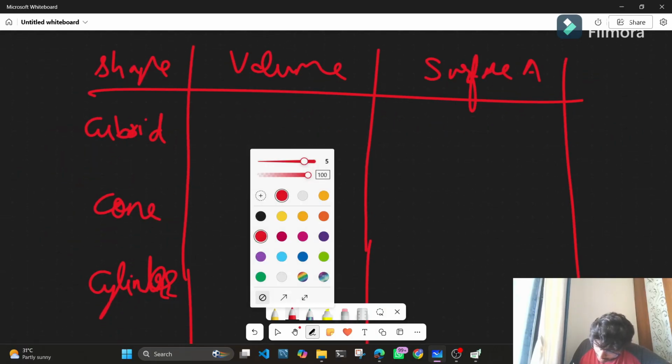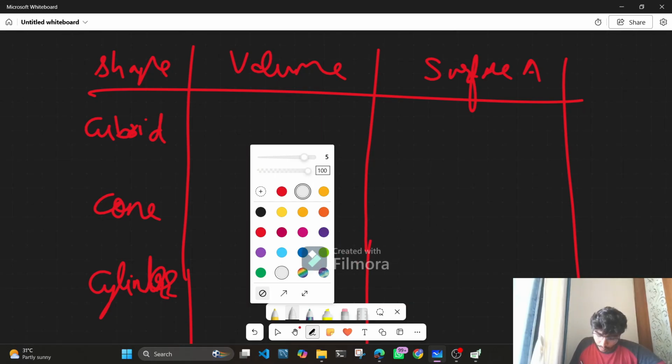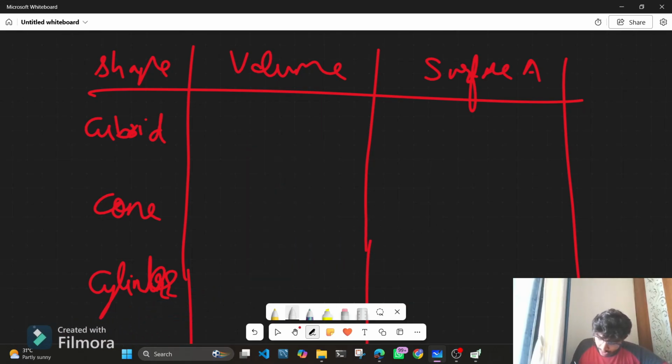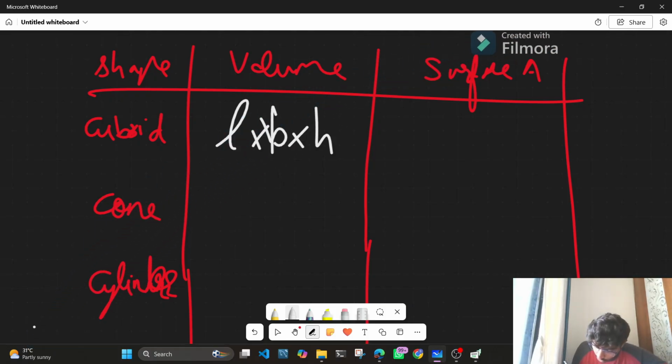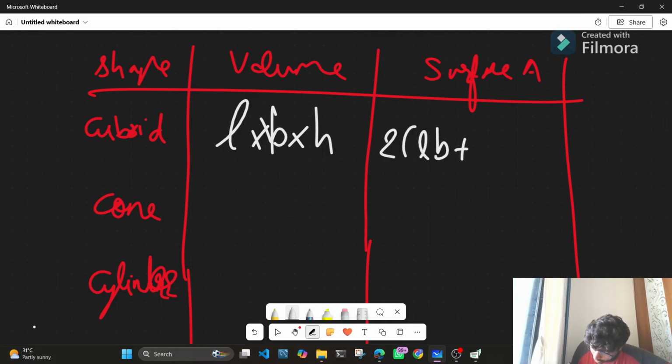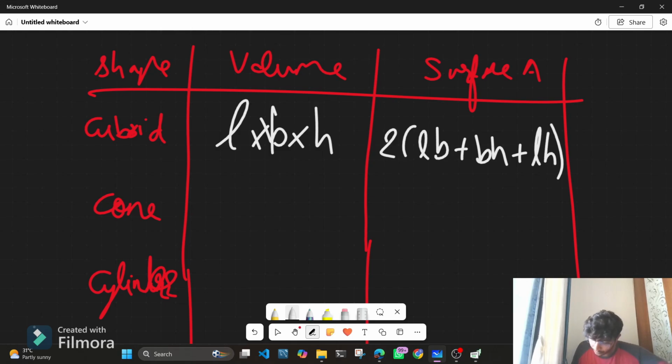Right. So now the volume of a cuboid is length into breadth into height. All these dimensions would be given in the question. The surface area for a cuboid is 2 into (LB plus BH plus LH), that is, length into breadth, plus breadth into height, plus length into height.